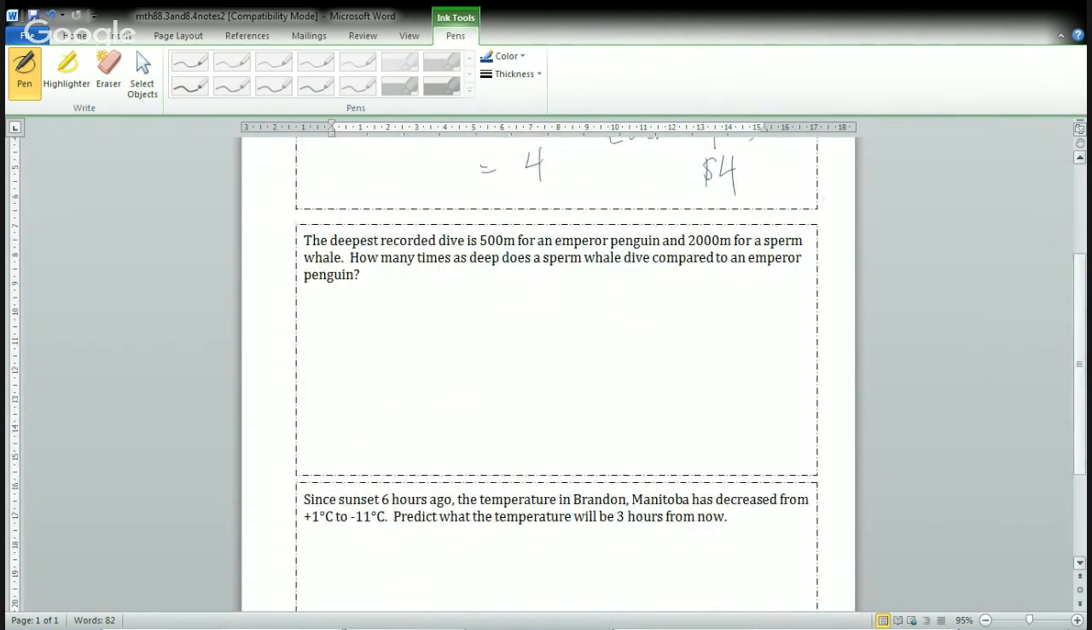This one we've got some negatives. The deepest recorded dive is 500 meters for an emperor penguin and 2,000 meters for a sperm whale. How many times as deep does a sperm whale dive compared to an emperor penguin? So dive means to go down. So I know that the emperor penguin can go 500 meters. I know a sperm whale can go 2,000 meters. Again, down, so we're getting to the negatives. I want to know how many times bigger the sperm whale is than the penguin. So you're looking for how many times 500 goes into 2,000. All right, it's a division question.